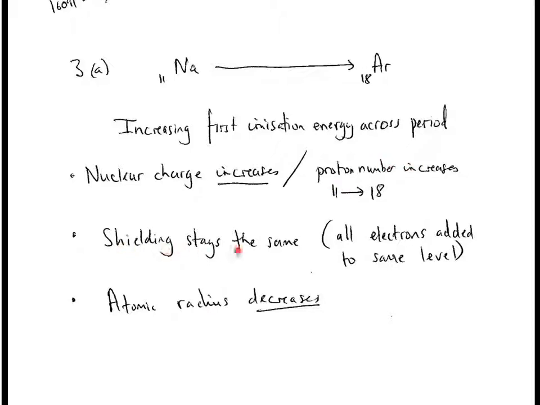The shielding stays the same as you go across the period. All electrons are added to the same level. That's level 3. Another factor you could include, the atomic radius decreases as you go across the period.